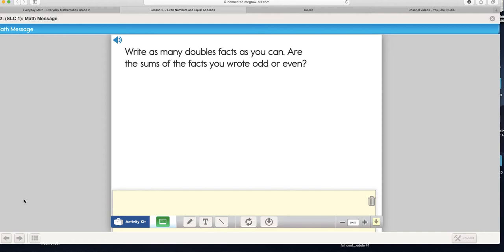Angeline, did you have a question? Do we have to write the answer? I would like you to write the answers, yes, because that's going to go along with the second part of this math message. So yes, write all the double stacks and the answers. We're not playing with the marker. We're actually writing down the double facts that we can think of. If you're not sure, make your best guess. But this isn't a drawing on our board time.